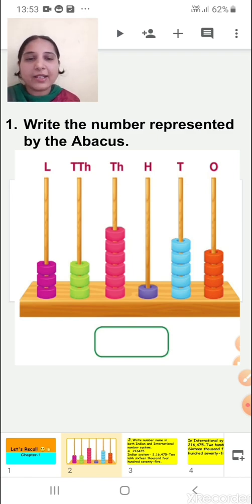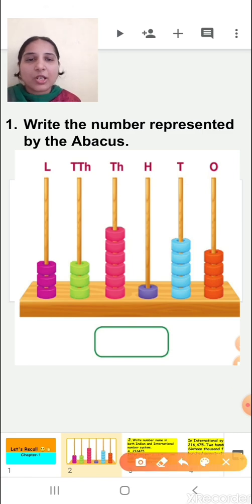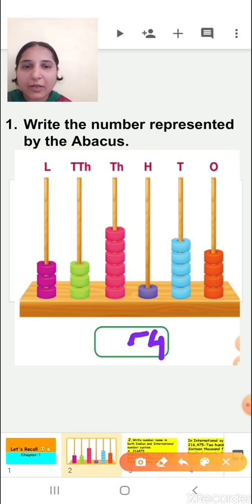So let's write. Can you tell me the answer? So first you have to see the beads in the ones place. How many beads can you see? 1, 2, 3, 4. So we will write 4 at the ones position. Then how many beads can you see at the tens position? 5. 1, 2, 3, 4, 5 you can see. So we will write 5. Then how many beads can you see at the hundreds place? 1 only. So that we will write.